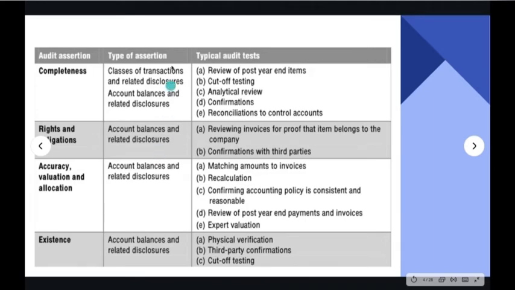So let's look back. Here in the second row, it is written the type of the assertions, and in the third row, typical audit tests for each of these assertions.